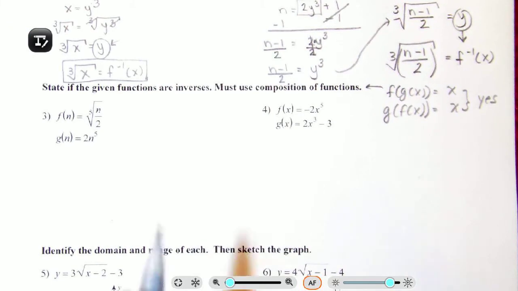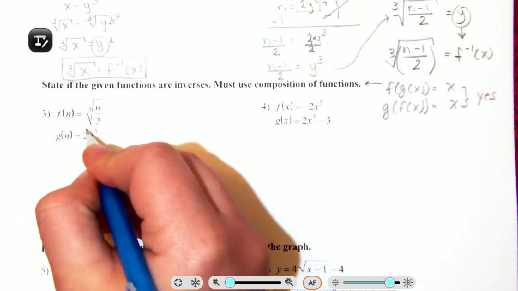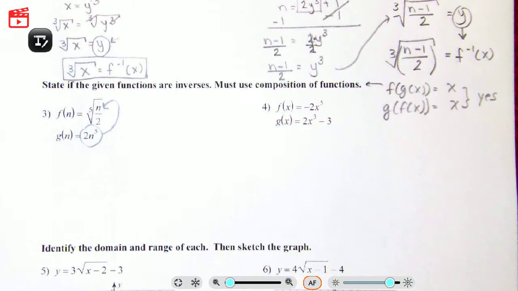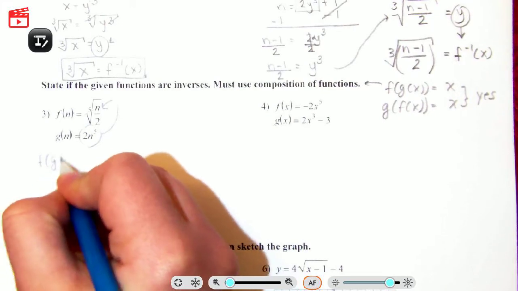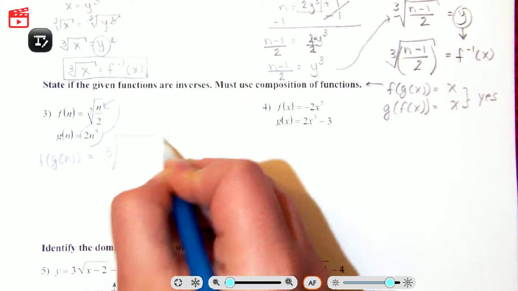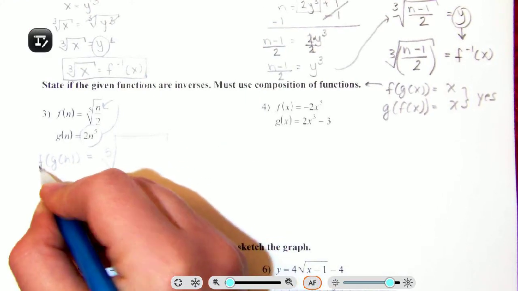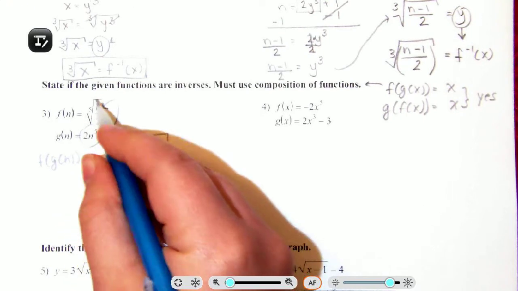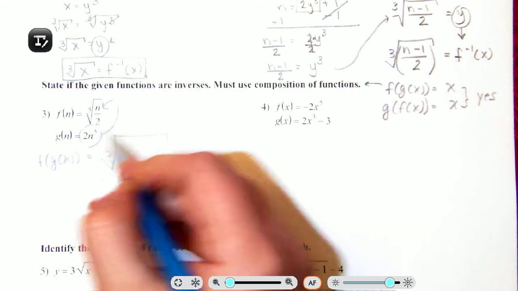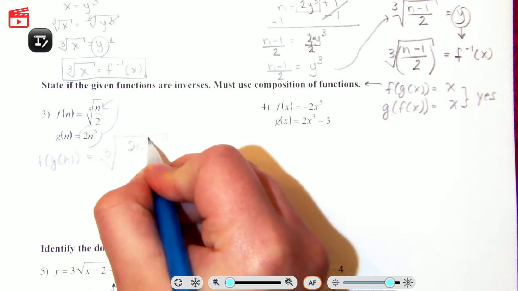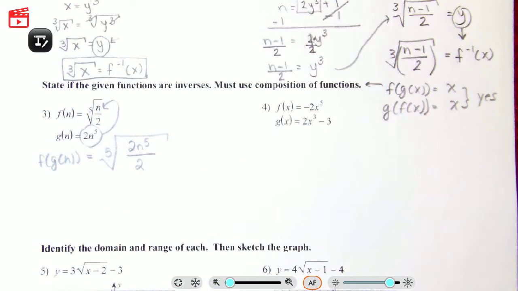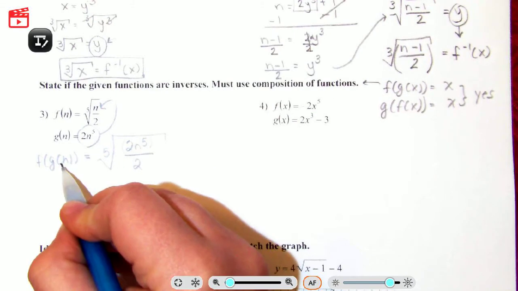Okay, so all you have to do here is first plug in whatever g of n is inside our f of n. So we have f of g of n is equal to, and what I like to do is start writing out the outside function. So f of n is the fifth root of n divided by 2. In place of n, I'm going to write my g of n. So in place of n, I'm writing 2n to the fifth power divided by 2. So this here is my g of n.